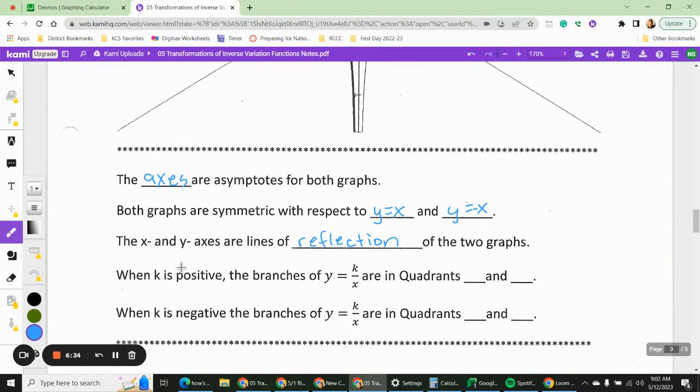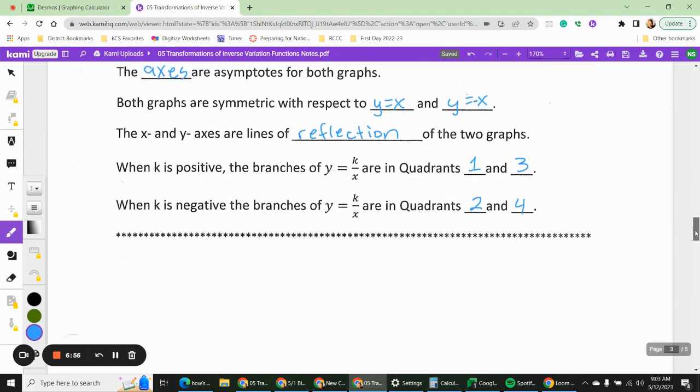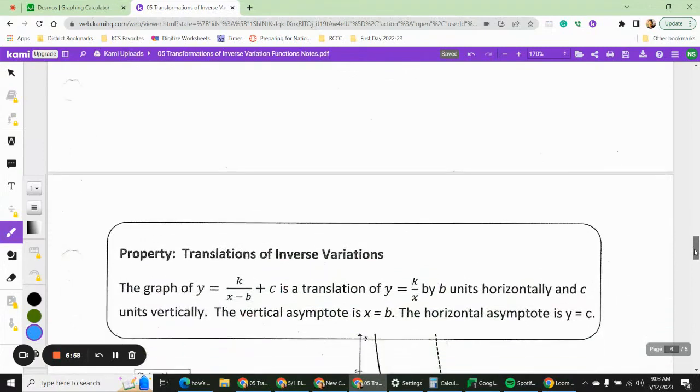All right. Now, we notice when k is positive, the bold graph, our graph is in quadrants 1 and 3. When k is negative, that would be our lighter graph, then the branches are in quadrants 2 and 4. Those are some more big ideas. Let's put this into practice and bring it all together.